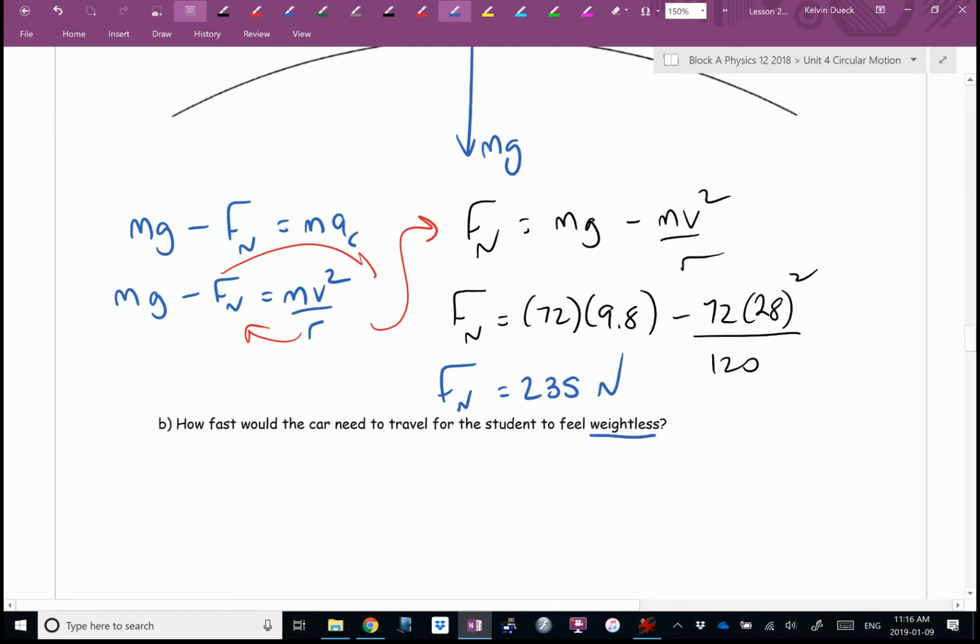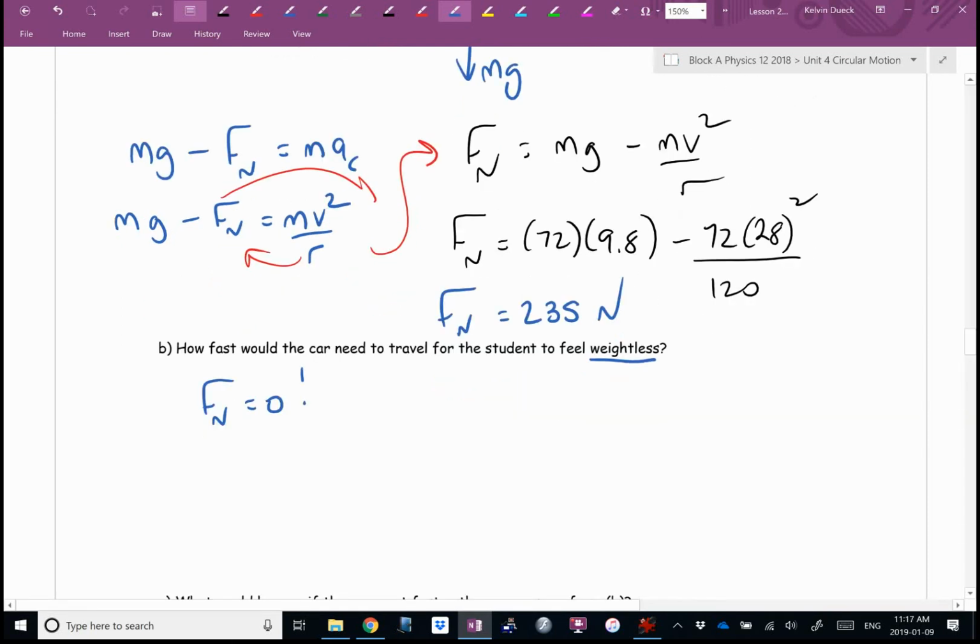So for weightless, normal force equals 0. That's not 0 factorial, that's just 0 exclamation point. So I'll erase that because 0 factorial is 1. So you know what? We can start right here. Same equation: mg minus normal force equals mv squared over r. Except normal force is 0.